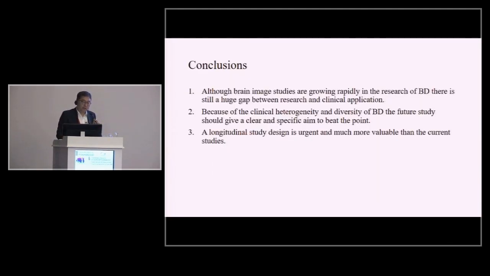So that's my conclusion. As we know, bipolar disorder is very complicated, and it is even difficult to enlarge our sample size to do more sophisticated data analysis, but still we need to go step by step, and we hope we can use this imaging study and imaging data to guide our clinical treatment.